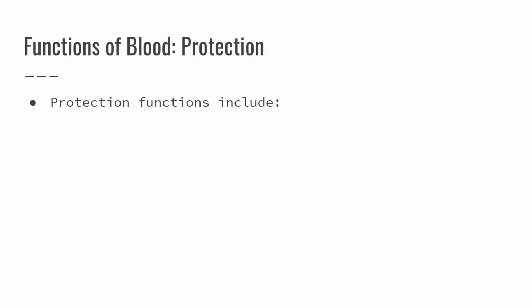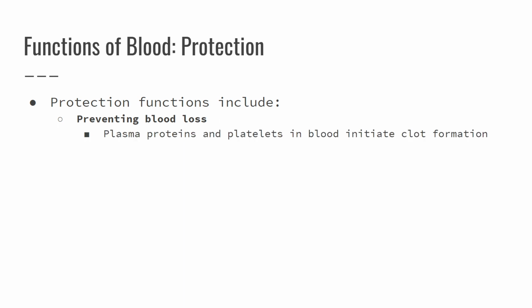And finally, protection. So, two specific types of protection. Number one, being able to prevent blood loss, because, like I said earlier, if you bleed out, you die. So the plasma contains proteins and it also contains platelets to be able to form a clot so that when you start bleeding, it clots instead of bleeding out.